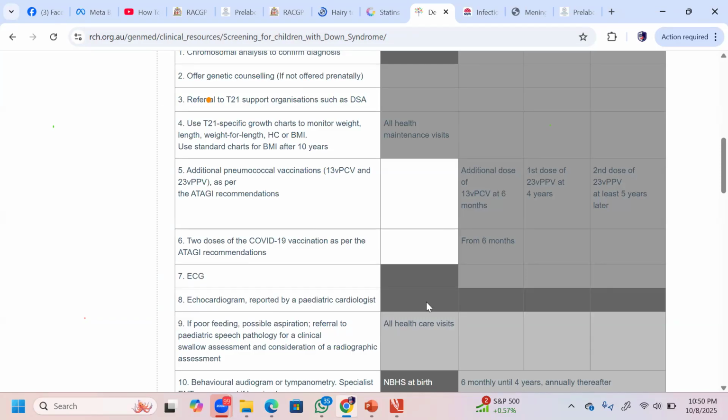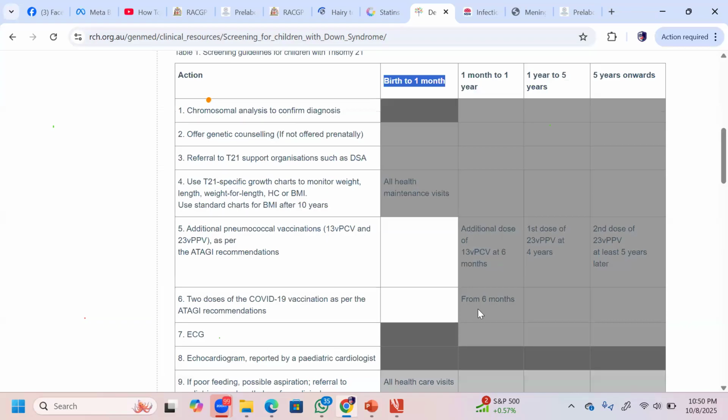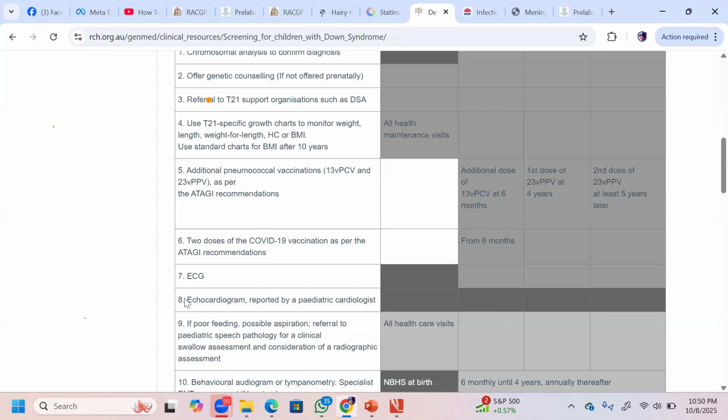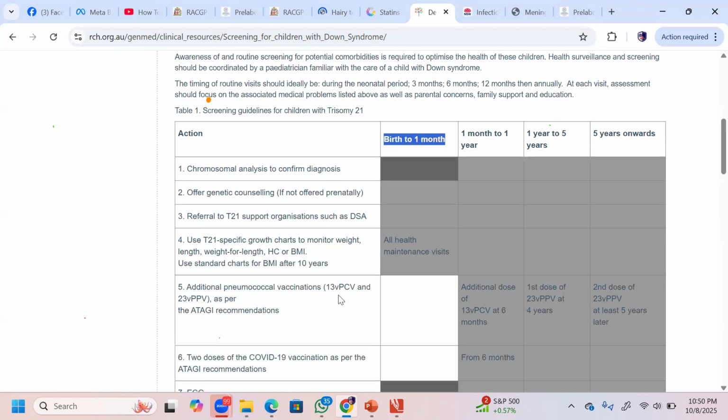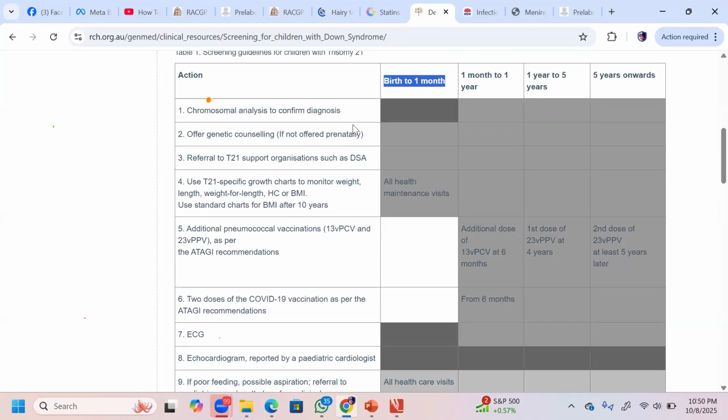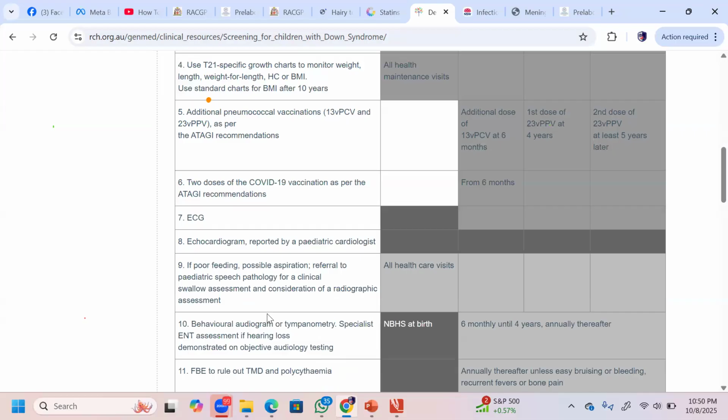You see here, birth to 1 month, then 1 month to 1 year, 1 year to 5 years, and 5 years onward. At every visit you have to do an echocardiogram. You have to do ECG only in birth to 1 month.